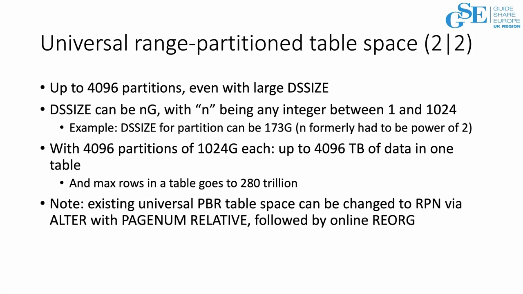And then you might think, all right, this is great. I have all these traditional PBR table spaces. What can I do to make them RPN? Well, there is a way to alter a PBR table space, and all you have to do is specify the PAGENUM RELATIVE keyword. After you alter the table space, adding that page number relative, you then have to reorg it to materialize that change.